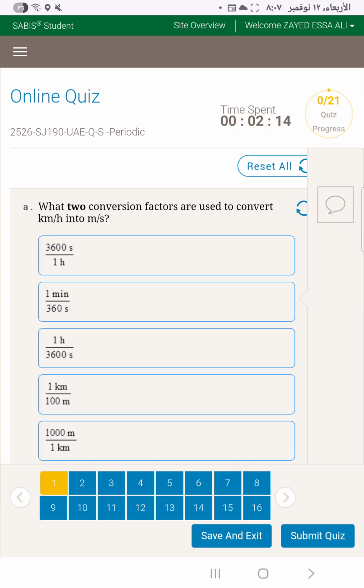In this video I'm going to solve this quiz for week 11 UAE. So let's directly start solving first question. What two conversion factors are used to convert kilometers per hour into meter per second? To solve this question, let's assume we have any number which is initially kilometer per hour.